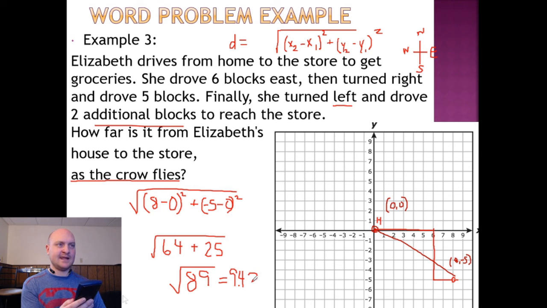I feel compelled to round this one, although I'm not sure what to. It doesn't say. So perhaps I'll leave it at 9.434. That would be the rounded value to the nearest thousandth. I'm comfortable keeping that, considering that we're given all of our distances in 1 block increments. So maybe I should round this to the nearest whole block. If I were to do that, I'd say 9 blocks.